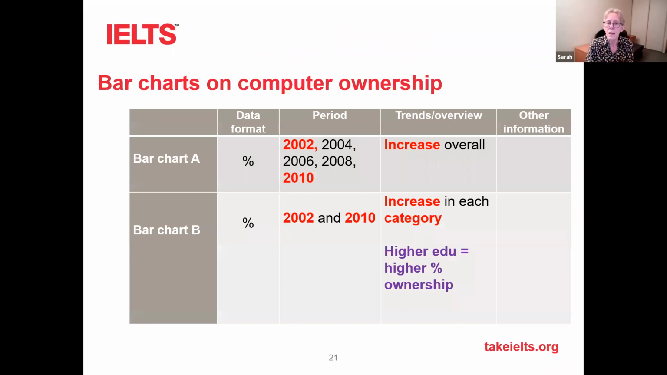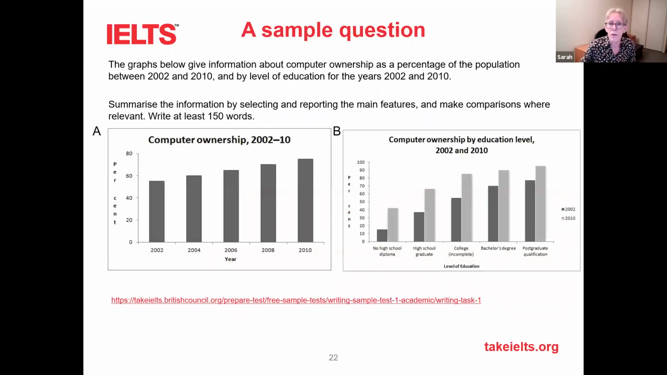Okay, so that's also what I'd get my students to scribble down in a table on the test paper. So we've got an increase overall for bar chart A. We've got an increase overall and an increase in each category. And as many of you have pointed out, the higher the education, the higher the percentage ownership. And the last thing, often with these two diagrams, one of them will have more information or extra information or different information, and it's worth making a note of that as well. So what extra information do we have from diagram B?